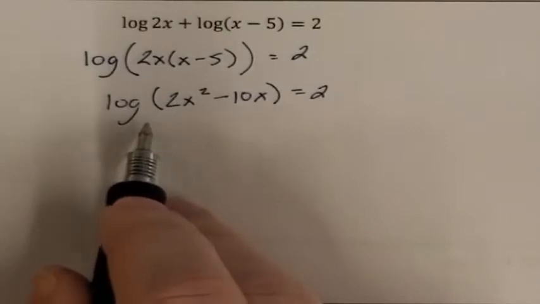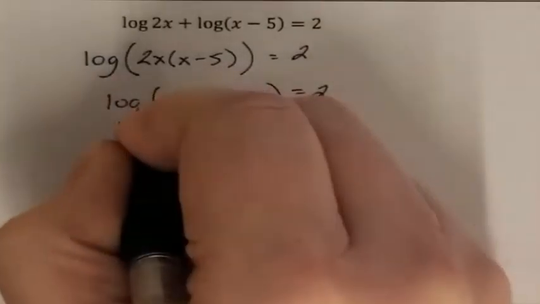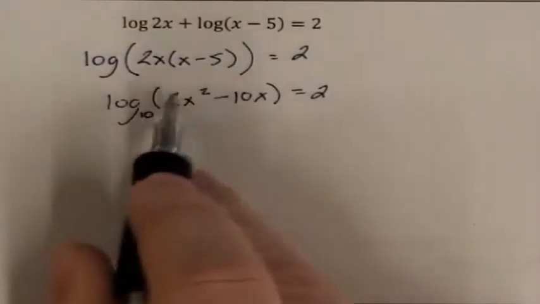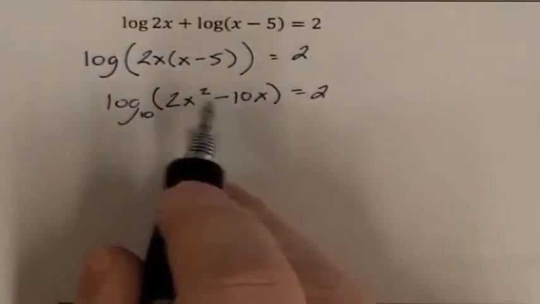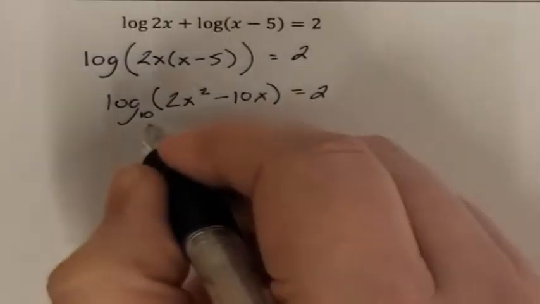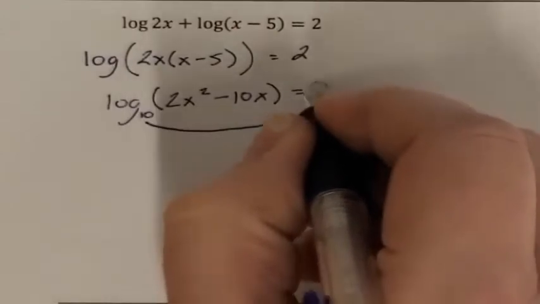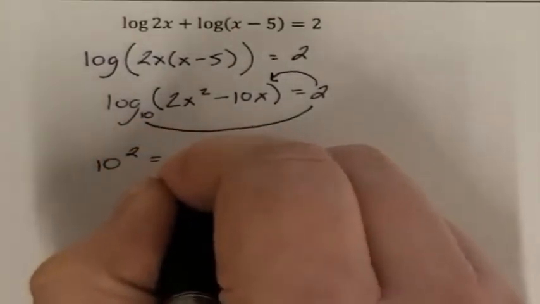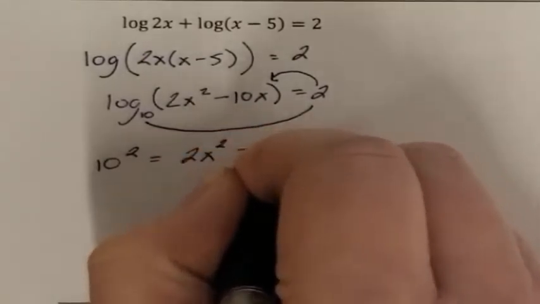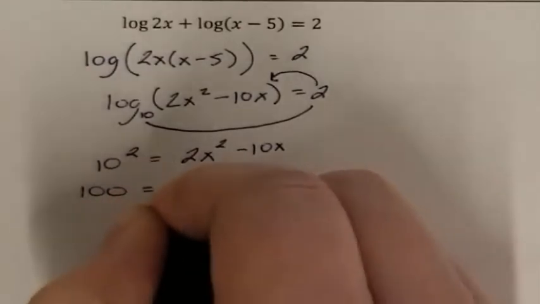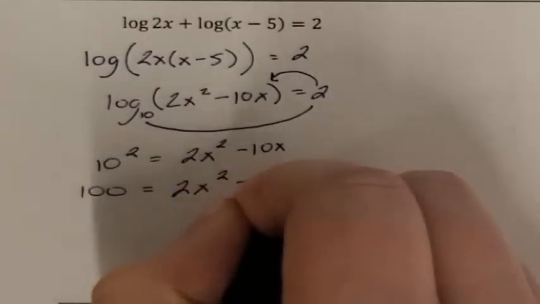Well, if the log doesn't have a base, that's because we're lazy and we don't really write it if it's base 10. So this is actually log base 10. I want to get inside here. So to get inside here, I'm going to unlog it since this side isn't a log. So I'm going to do 10 to the second power equals this. So 10 squared equals 2x squared minus 10x. Well, what is 10 squared? 10 squared is 100, so this is 100 equals 2x squared minus 10x.